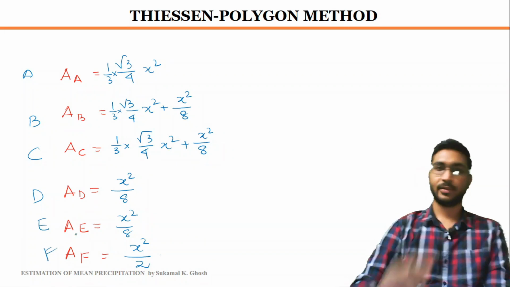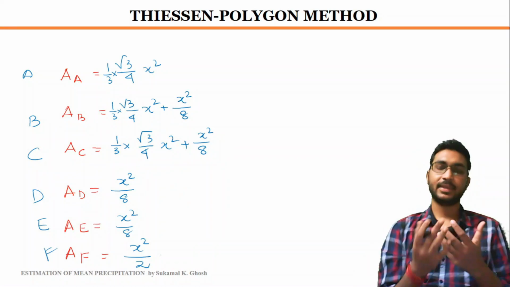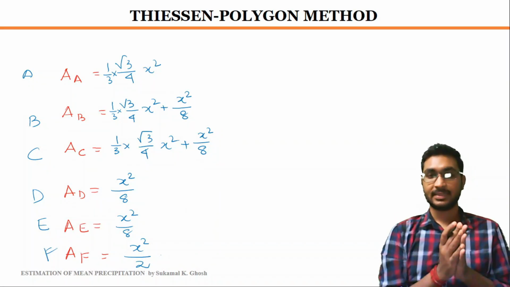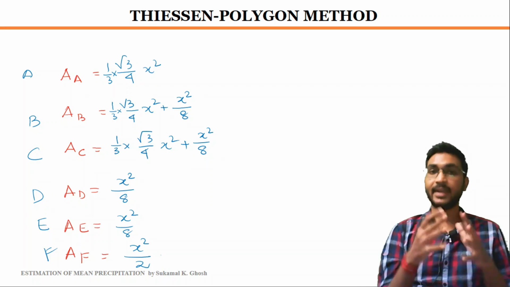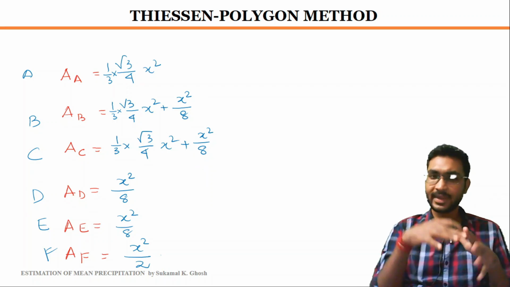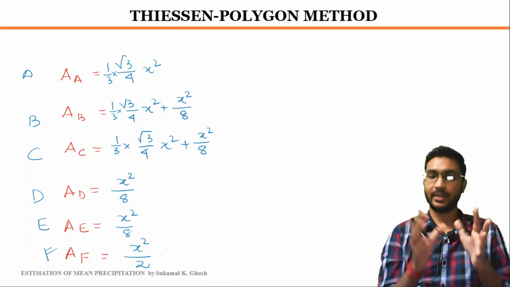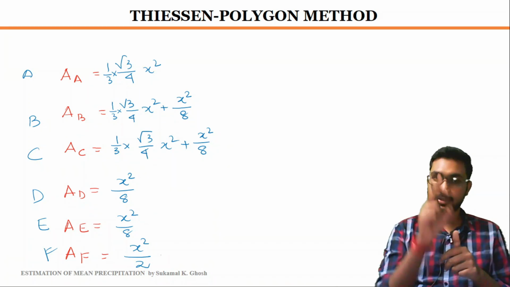So in this way, if in a certain problem the Thiessen polygon area, meaning the weighted area of any rain gauge station, is not given, we need to calculate that particular area in this way.